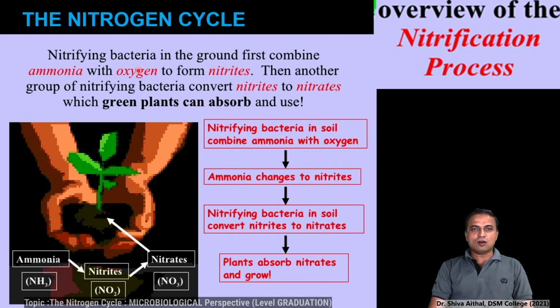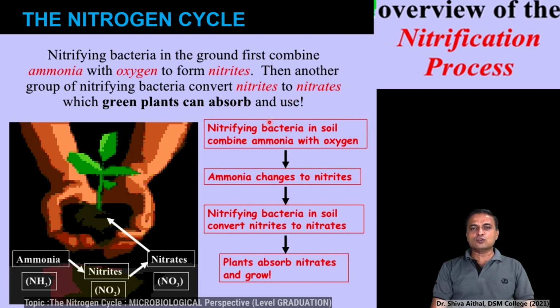Nitrifying bacteria in the ground first combine ammonia with oxygen to form nitrites. Then another group of nitrifying bacteria. Which group of bacteria is this? What are their names? The further slides will explain all these things. Then this other group of nitrifying bacteria converts nitrites to nitrates, which green plants can absorb and use.